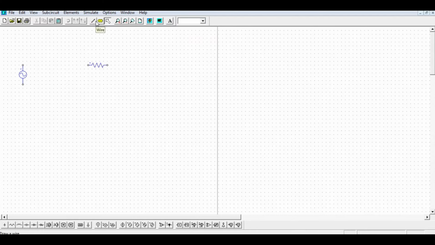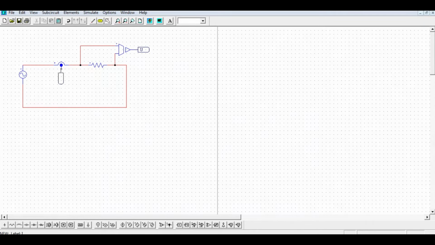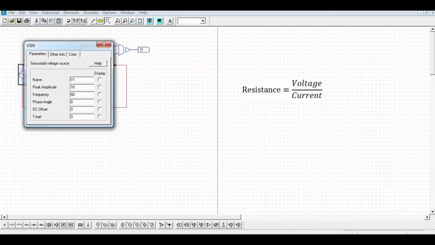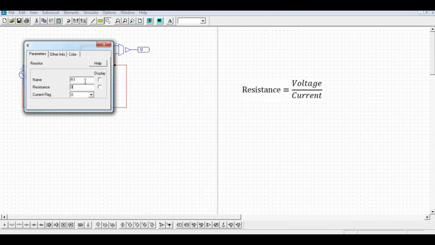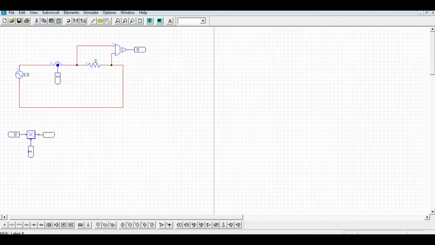In the first example, I'm using a circuit with a resistive load. I'm choosing a sinusoidal AC power supply with a peak amplitude of 10 volts and a frequency of 50 Hz. And for the sake of simplicity, I'm choosing the current amplitude to be half of the voltage amplitude. So in order to get 5 amps of current flowing, Ohm's law says I need a 2 ohm resistor. In this simulation I will plot the waveforms of voltage across the resistor, current through the circuit and apparent power.